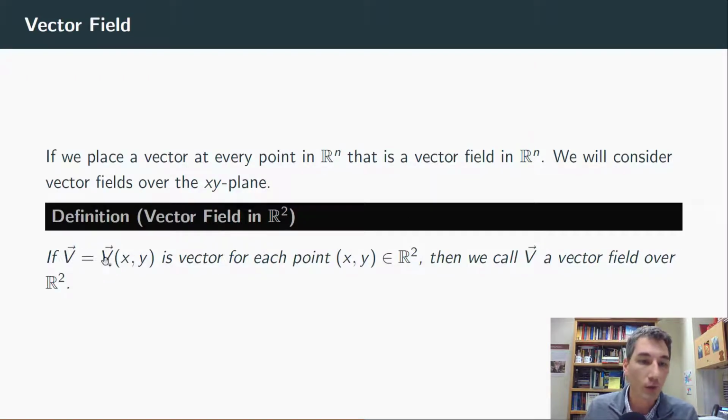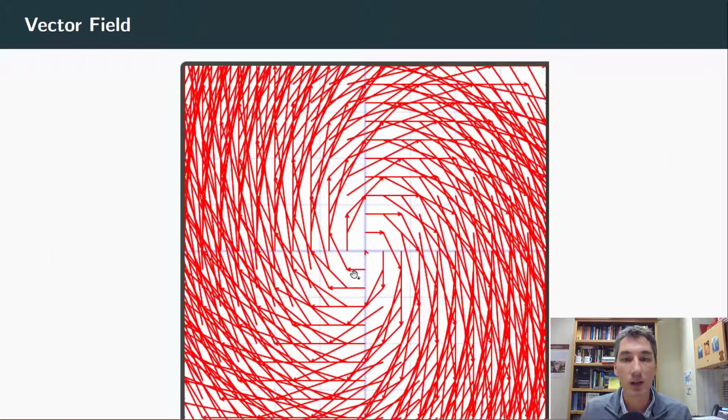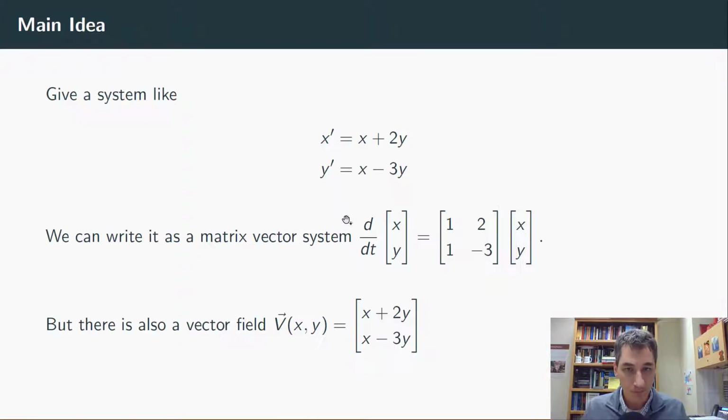Okay, and so when we say a vector field, what we really mean is a function that takes in a point x, y and spits out a vector at that point, and the best way to see it is to graph it. Okay, now what does that have to do with differential equations? These are just graphs of vectors. Well, if you have a system of differential equations like x prime equals x plus 2y, y prime equals x minus 3y, something like that, a linear system of two differential equations in x and y, we can convert that to the matrix vector problem. We did that last time, right?